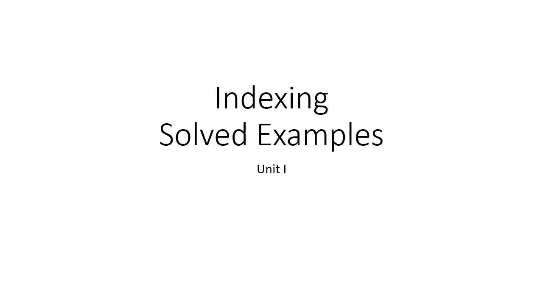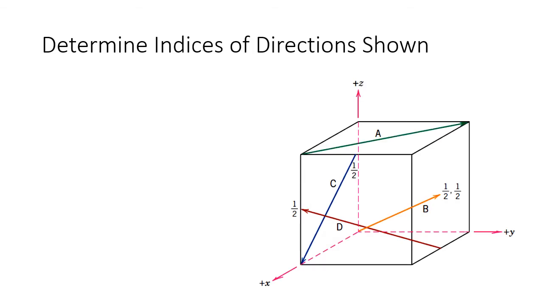So welcome to the third video of solved examples on indexing. In this video, we will solve the opposite problem to that of what we saw in the previous video. In this video, the directions are given and we have been asked to find out the indices of those given directions. The four directions are given in a single unit cell: direction A, direction B, direction C, and direction D. And we want to find out the indices of all the four directions. Later on in this video, we will also solve the same exercise on planes.